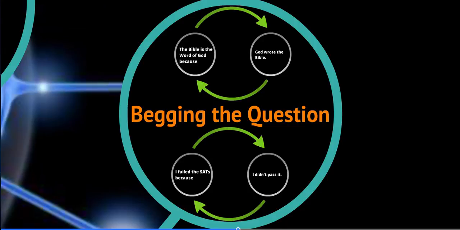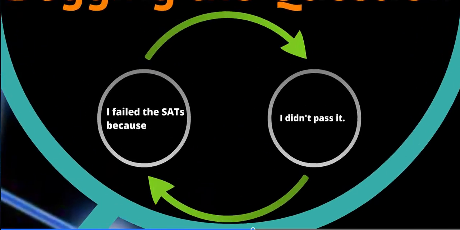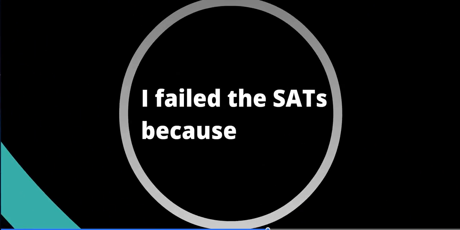The conclusion or answer to the premise is stated within the premise itself. For instance, I failed the SATs because I didn't pass it. Failing and not passing are the same thing. You haven't explained why you didn't pass or failed.